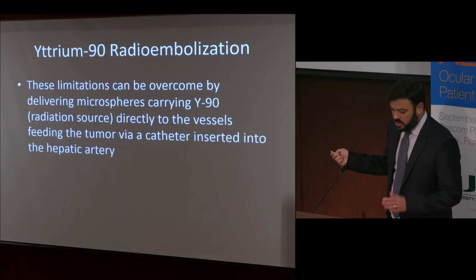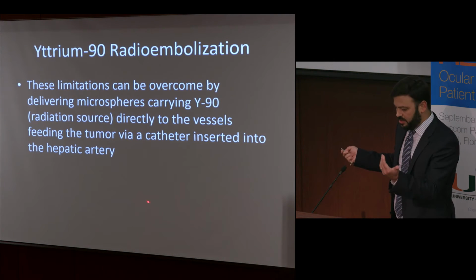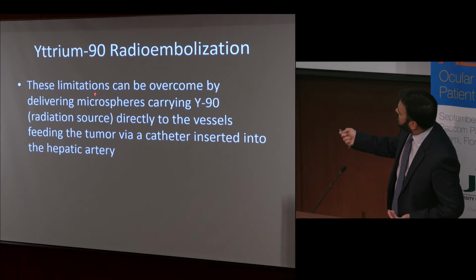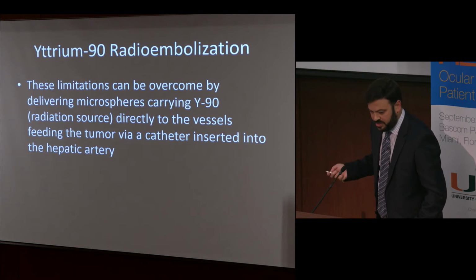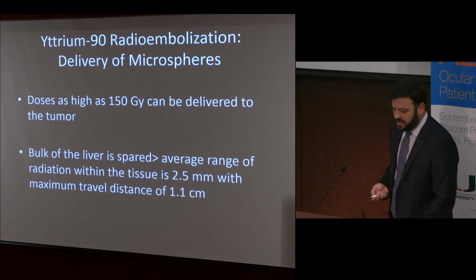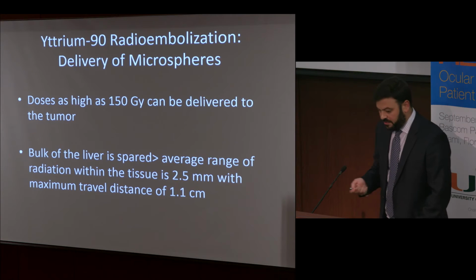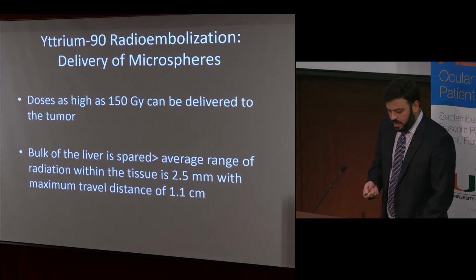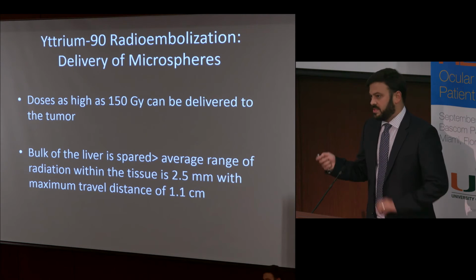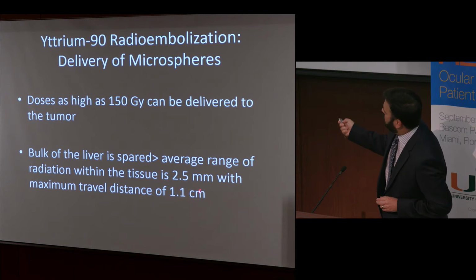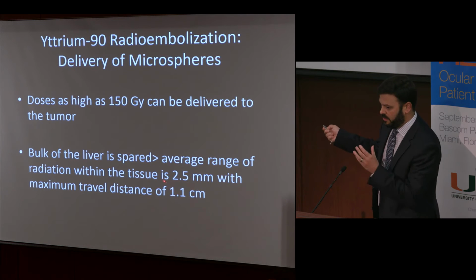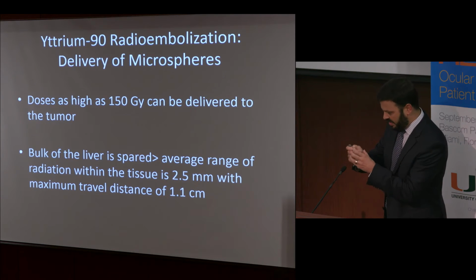These limitations can be overcome by delivering the radiation directly to the tumor, and that's by delivering microspheres with the Y90 directly to the vessels that feed the tumor via the catheter that we inserted into the artery. And you can achieve doses up to 150 grays. The bulk of the liver is spared because once the radiation is within the tumor, it only travels up to 1.1 centimeters, on average 2.5 millimeters. So therefore, it remains within the tumor.